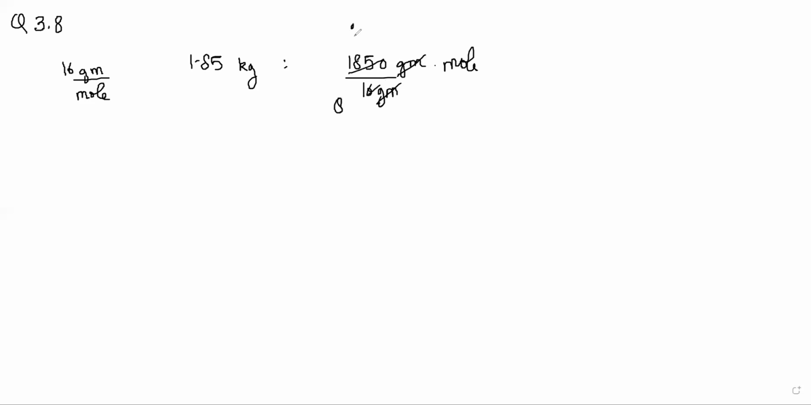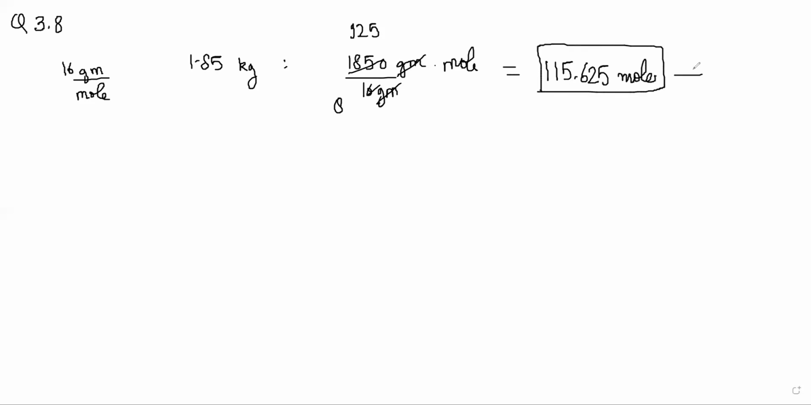So 16 grams per mole, and there is 1.85 kgs. Basically 1850 grams divided by 16 grams per mole. So mole comes on top. 115.6, so this becomes 8925, right? So 1.15625. This is the moles, right?